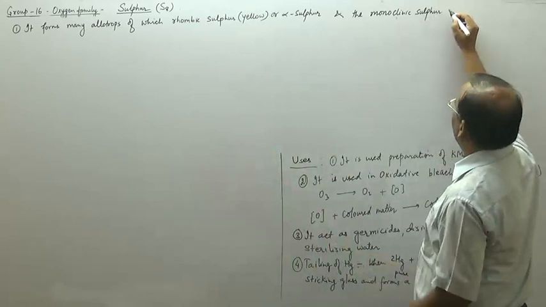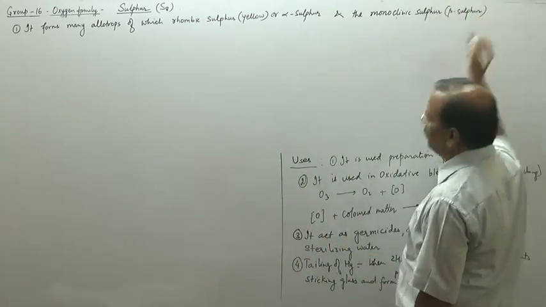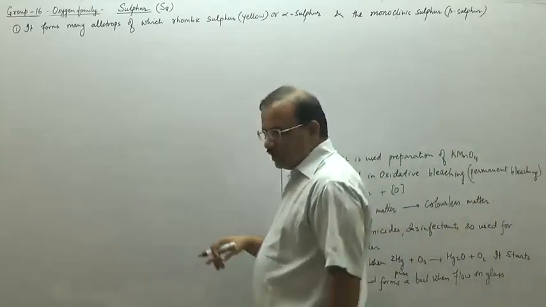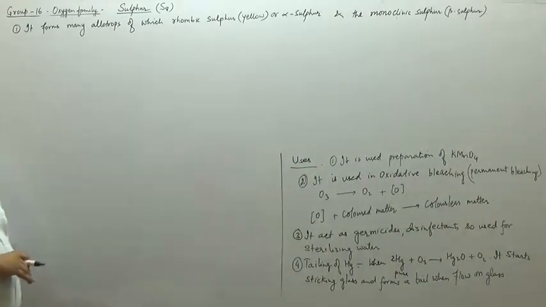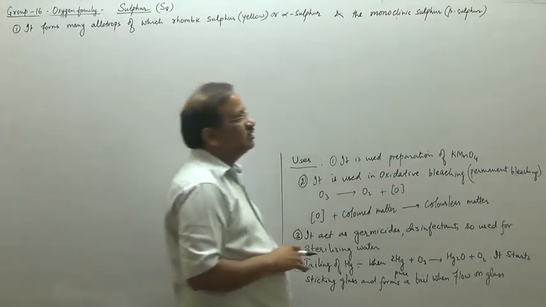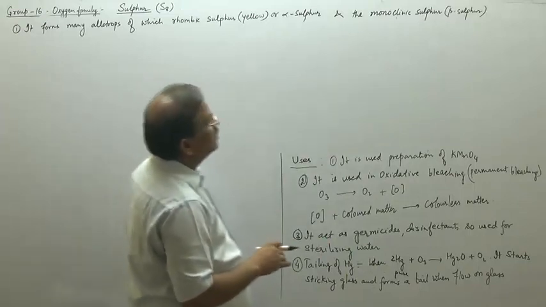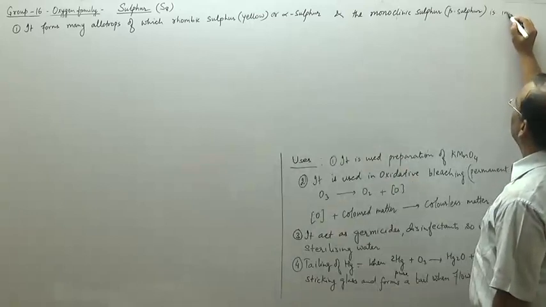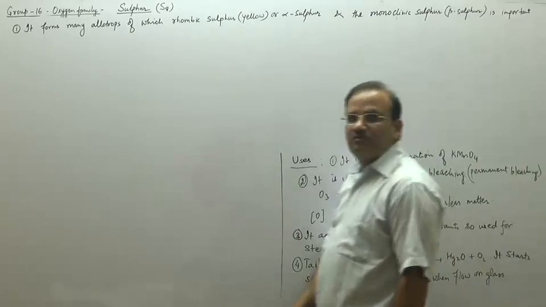Sulfur, that is called beta sulfur, generally exists. These are the two forms of sulfur that generally exist in nature. So they are the two sulfurs which are important to us. It forms many allotropes, of which these two are important for us.